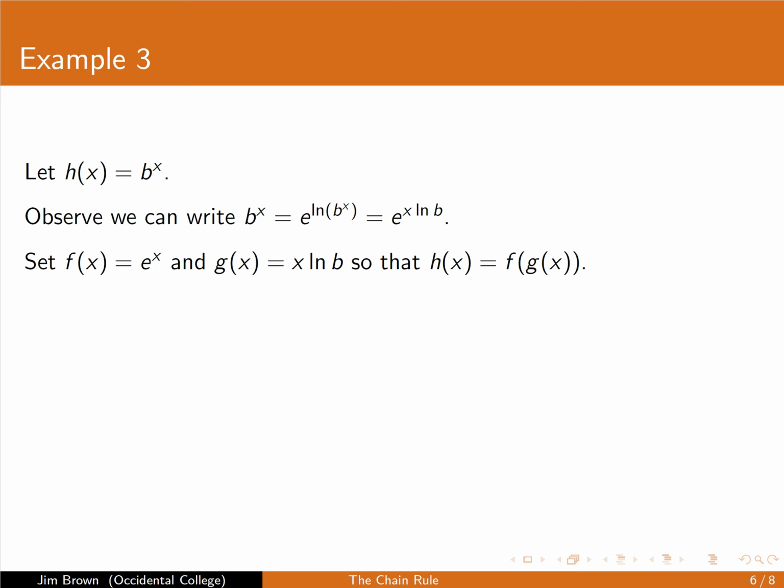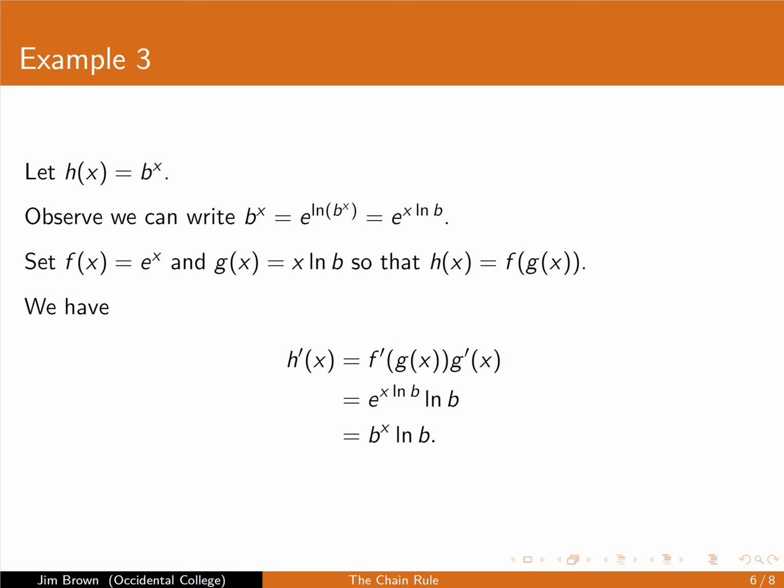So if we set f of x to be just e to the x, and g of x to be x times natural log of b, again, we can write h of x then as just f composed with g of x. And now we'll apply chain rule. So remember that the derivative of f of x in this case is just e to the x. And notice that x times natural log of b is just some constant times x. So natural log of b times x, if we take the derivative of that, we just get natural log of b, because it's really just the derivative of x.